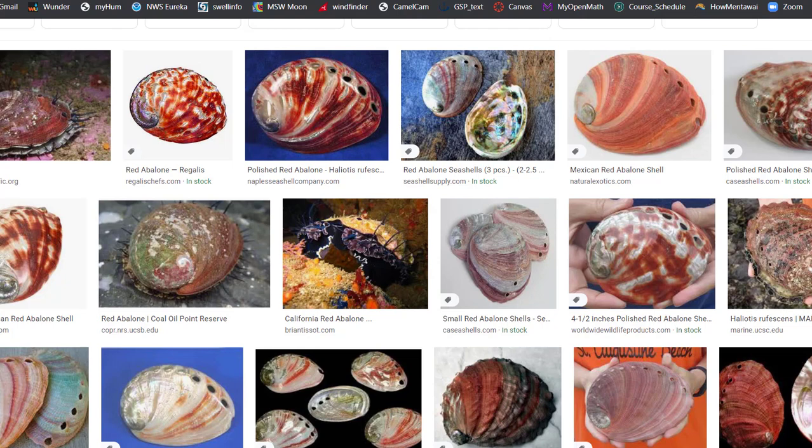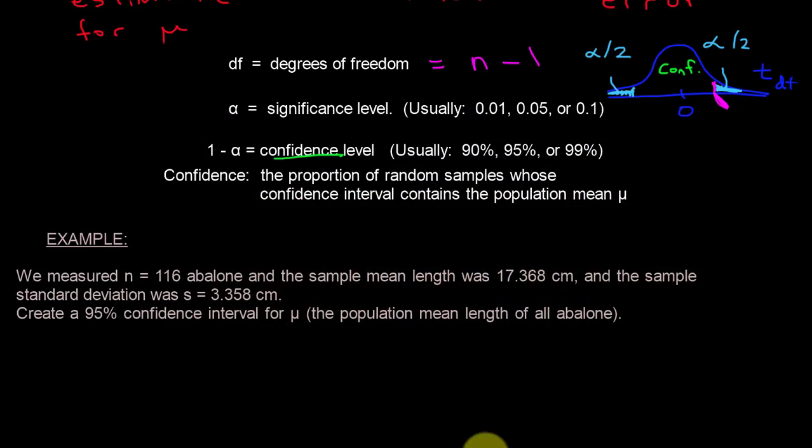A lot of people cherish them because of the inner side, the inside, which has the mother of pearl inlay. It's quite nice. So they live on the ocean floor, and I was a part of a team that went out and measured hundreds and hundreds of abalone. In this data set, I've only got 116 that we're working with, and the length was measured.